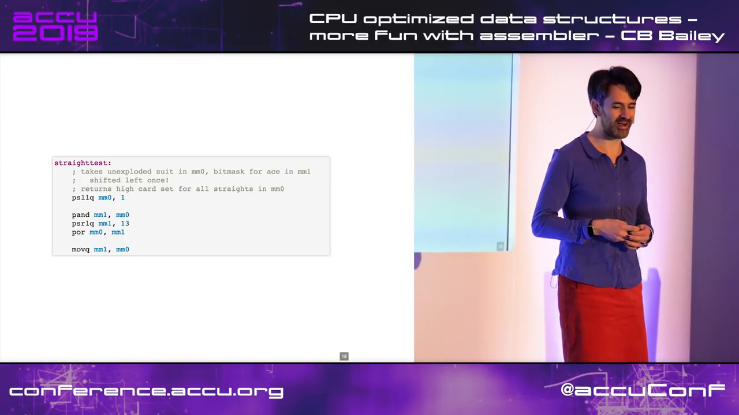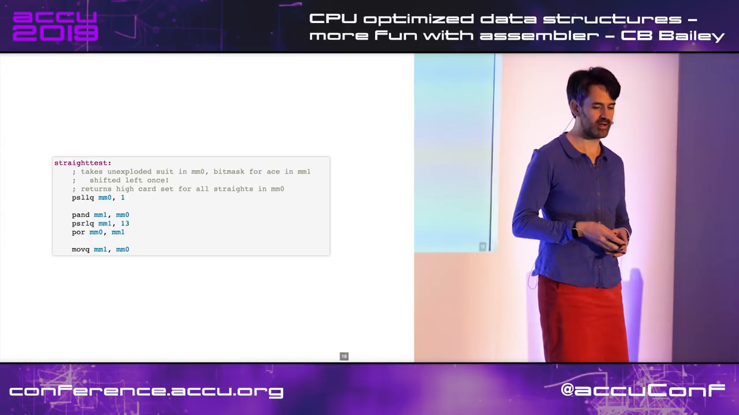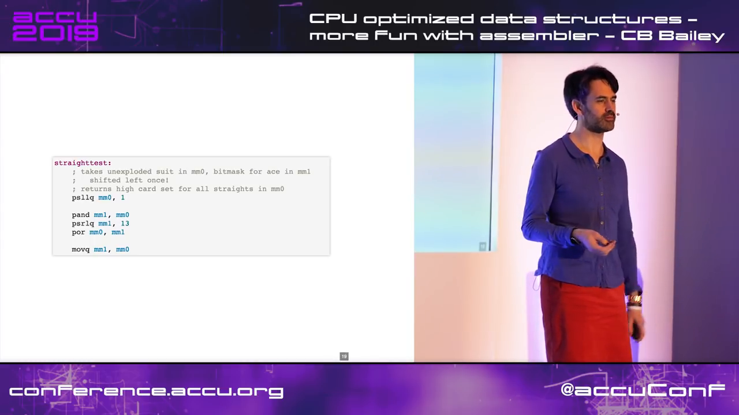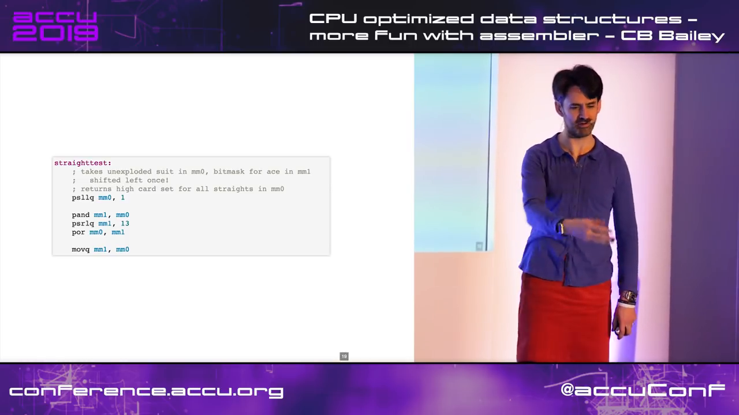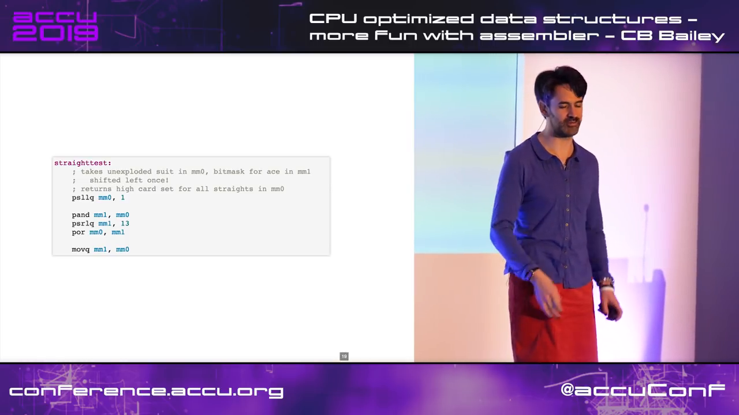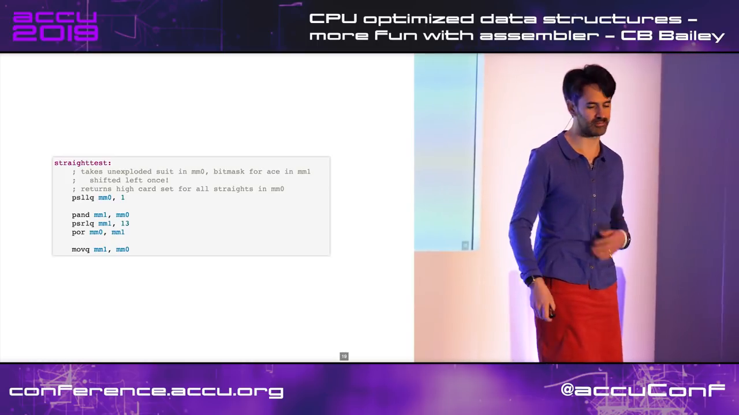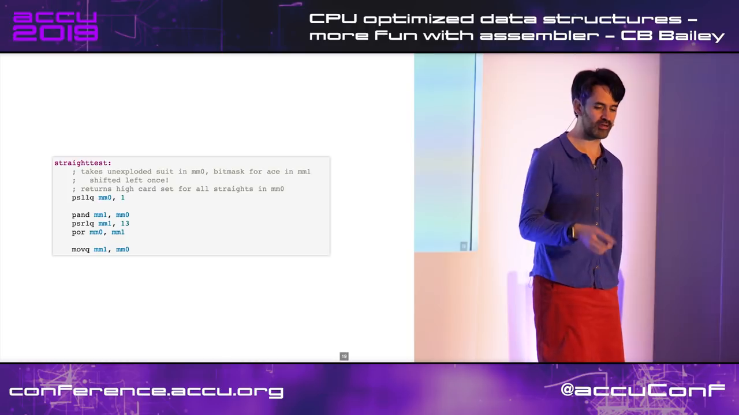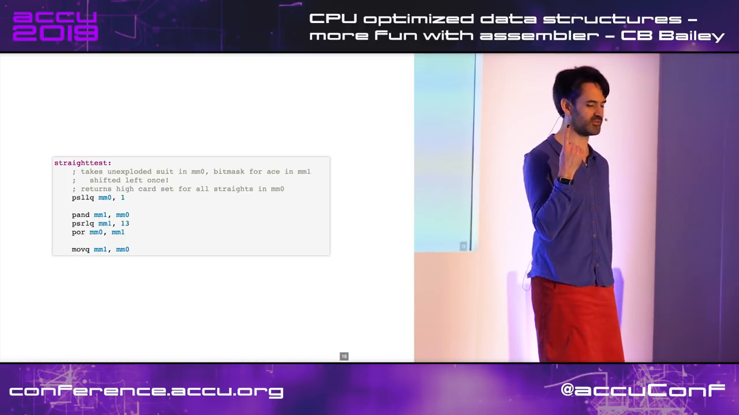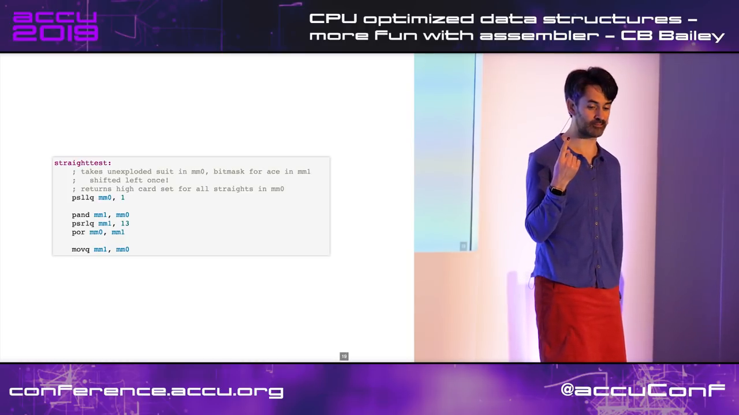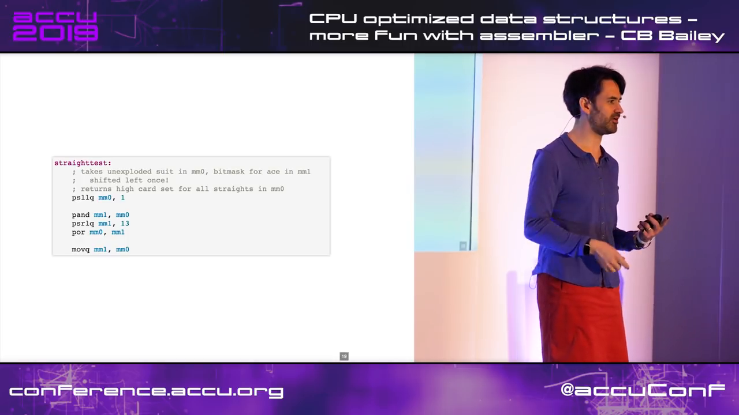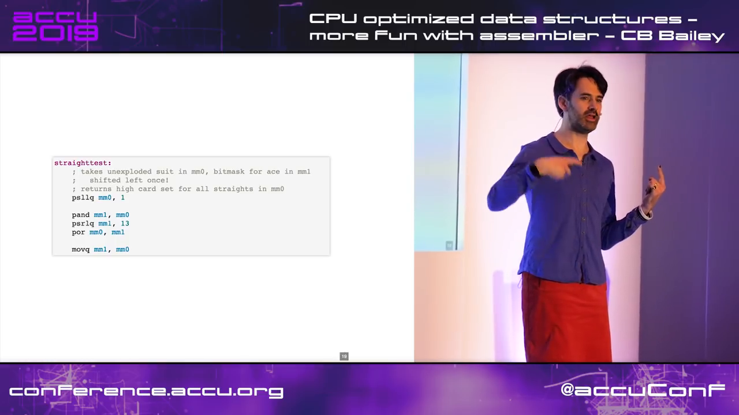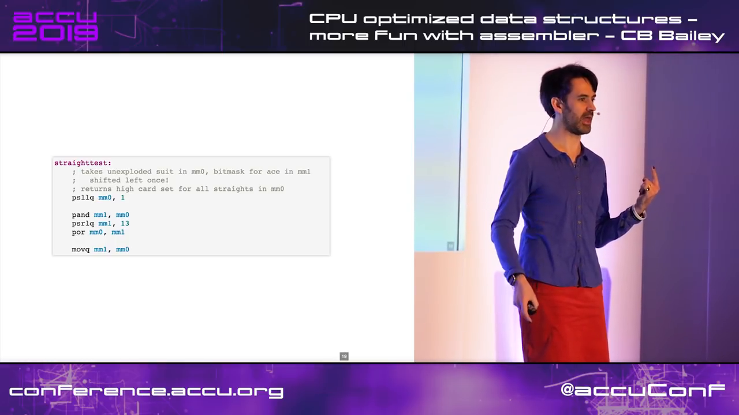And now I PAND MM1, MM0, so packed AND. I mean, it's just an AND. Who knows what AND does? It does bitwise AND. It seems barely worth asking or revealing that as secret knowledge. So now I've got this bit mask, which has just got 1 bit set, and I AND it with MM0. So now that 1 bit will remain set only if my original parameter had an ace in it.